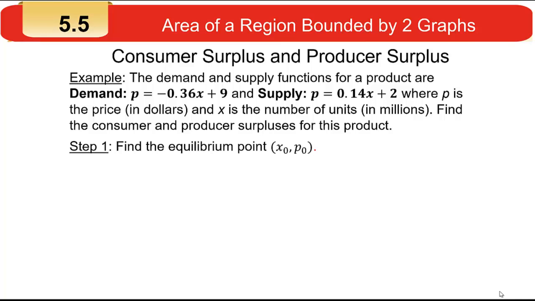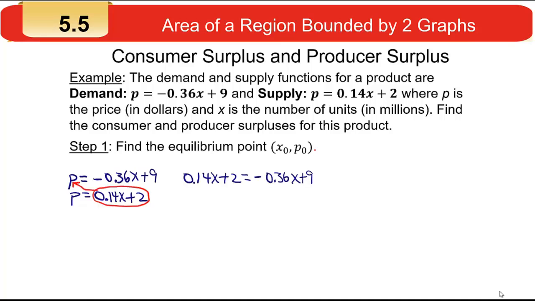Go ahead and find the equilibrium point. That's where the demand and supply functions intersect. So if you take the demand and supply functions and set them equal to each other and solve for x, you can add that negative 0.36x to the other side, making it a positive 0.36x, and then subtract a 2 from both sides, and when you simplify that, you'll end up with 0.5x equals 7, and if you divide both sides by 0.5, you get x equals 14.